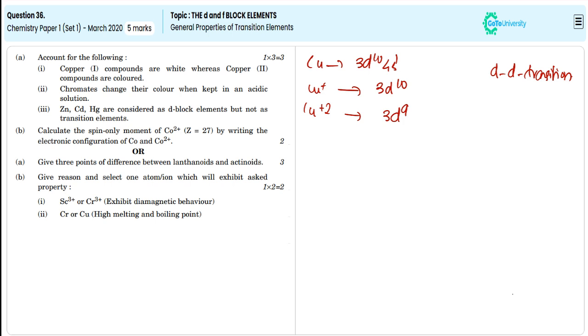So if the d-d transition is absent in any ion, they will normally be colorless. Here you can see in case of Cu+ ion, 10 electrons are there. So 10 electrons means all the electrons will be paired, means there are no unpaired electrons. So there is no d-d transition or electronic excitation. So the compounds containing Cu+ ions will be colorless.